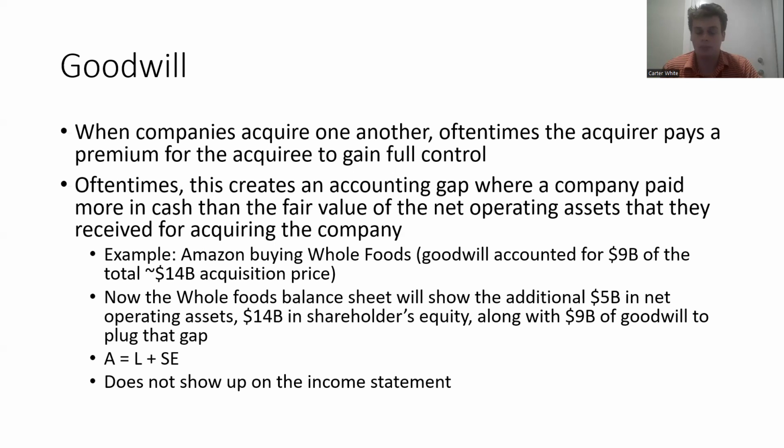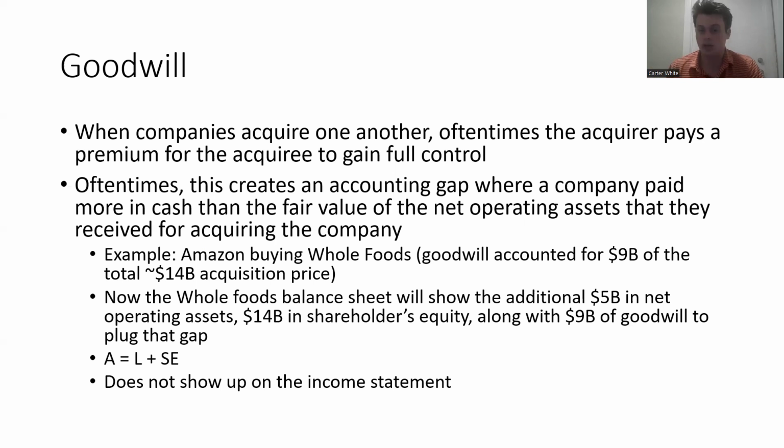For instance, Amazon bought Whole Foods in 2017 for $14 billion, but only $5 billion of that $14 billion was actually going toward the net operating assets, the fair value of the net operating assets that Whole Foods had at the time. So this is creating an accounting issue, right? I'm paying $14 billion for something only worth $5 billion on the balance sheet. So as you can see, the equation here is not balancing.